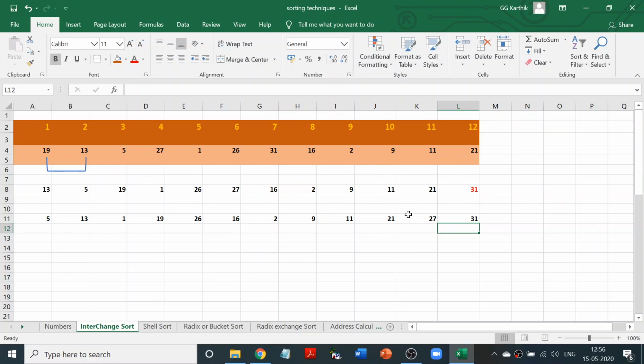What did we get in the second iteration? We have found the second largest number. So we are sorting the list. You can see this list is being sorted from the last number. Sorting is happening from the last number. After the 12th iteration, you would have sorted the whole list. Let me show you how it looks.